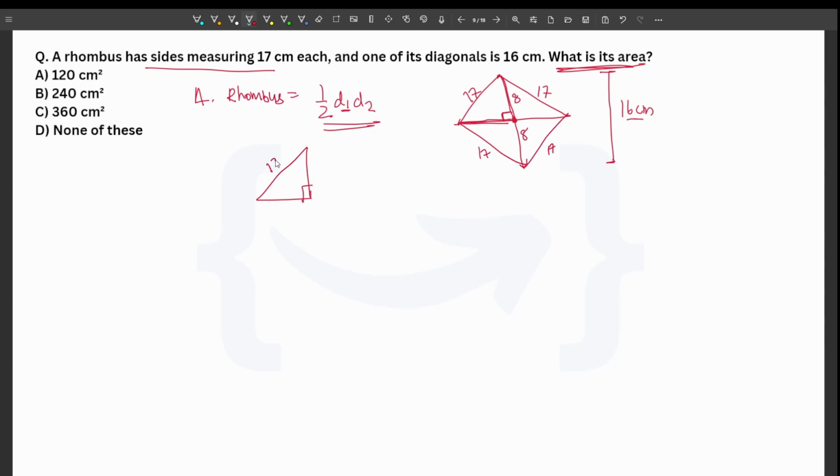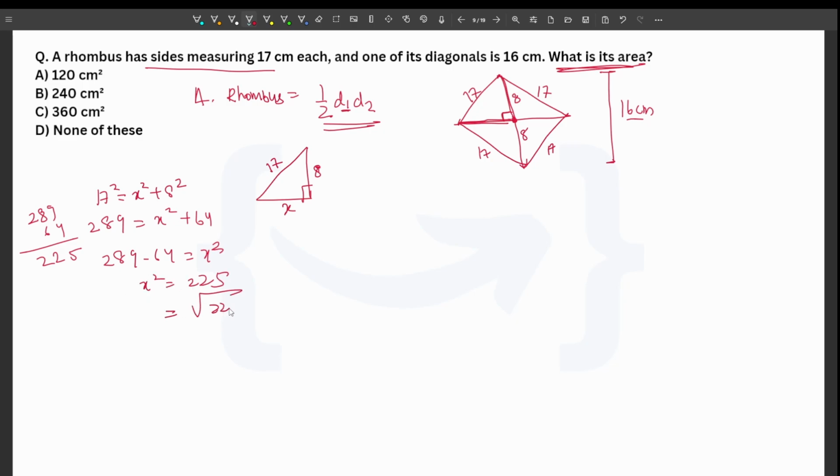Where your hypotenuse is 17, and one side of the right angle is 8. So you can assume the other is x. So it would be 17 square equals x square plus 8 square. It becomes 289 equals x square plus 64. 289 minus 64 is equal to x square. If you subtract 64 from 289, what will come? It will come as 5, it will come as 2. It becomes x square equals 225. Then root under 225, 15 times 15, I guess, is 225. So the x value would be 15.